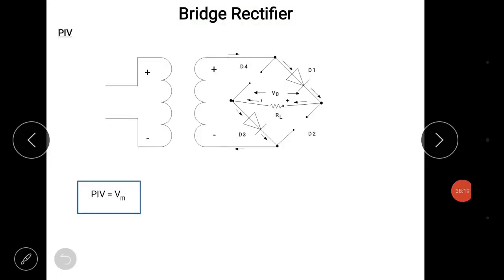Now the PIV for the diodes used in the bridge rectifier. From the figure it is clear that the PIV for the diode which is in reverse bias will be equal to Vm. So far we have studied the PIV for the half wave rectifier, the center tap rectifier and the bridge rectifier. Only in the case of the center tap rectifier is PIV equal to twice Vm, and for the half wave rectifier and the bridge rectifier, PIV will be Vm.